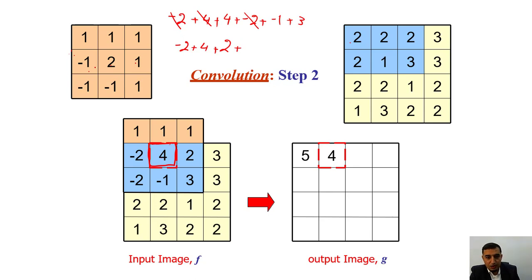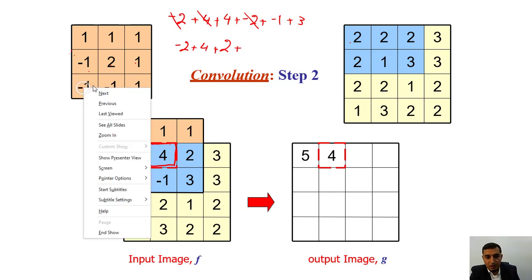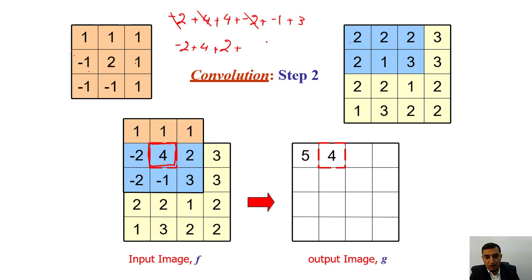Then minus 1 multiplied by 2 is minus 2. Then minus 1, then plus 3. So this one was wrong. We will have minus 2 with 2 will go, minus 2 with minus 1 with 3 will go. We will end up with a 4 over here.